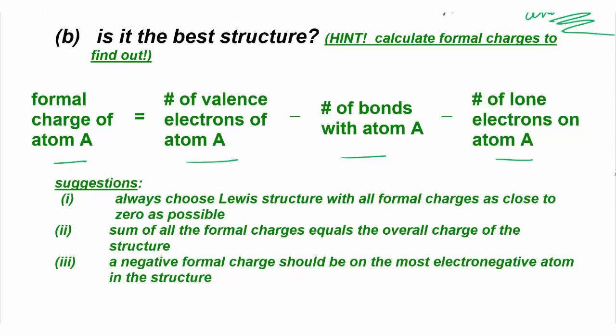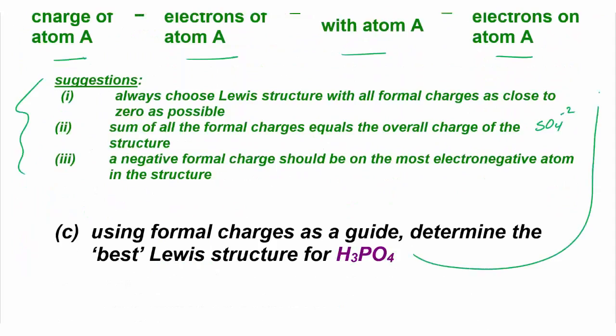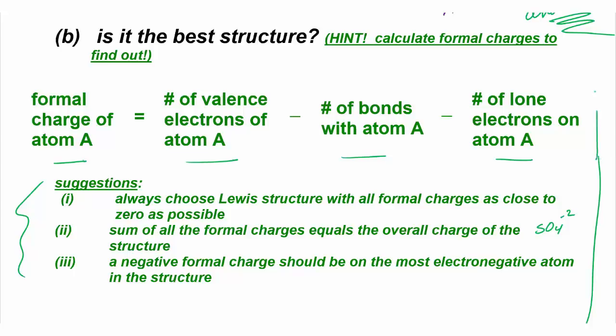Now here's some suggestions with formal charges. Always choose a Lewis structure with all formal charges as close to 0 as possible. Sometimes you may not get all zeros. The sum of all formal charges equals the overall charge of the structure. So if we have sulfate, for example, if you add up all the formal charges of a sulfur atom and its surrounding 4 oxygens, you will get a -2 for the sum of all the formal charges. You can't get all zeros. It's not possible. A negative formal charge should be on the most electronegative atom in the structure. So we already found the best Lewis dot structure for phosphoric acid. Found it up here.